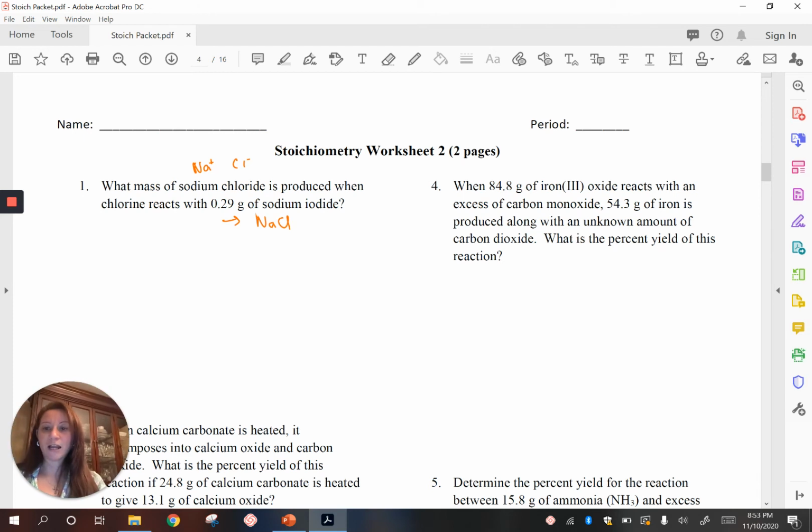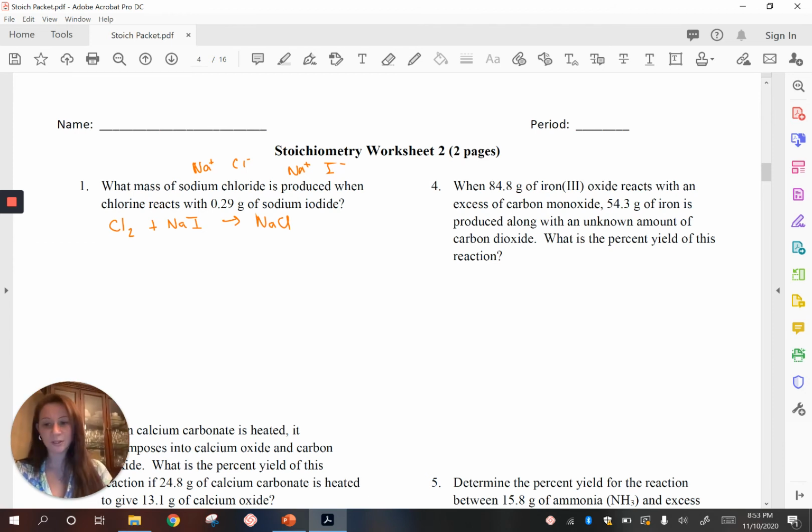When chlorine reacts with 0.29 grams of sodium iodide. So chlorine is reacting with sodium iodide. Chlorine is Cl2 because it's diatomic. Sodium iodide is Na+, I-, so it's NaI. Now you try to balance this and it doesn't really make sense because you have iodine on one side and not on the other side. Well, that's because there's another product they didn't tell us about, but that's not a problem.